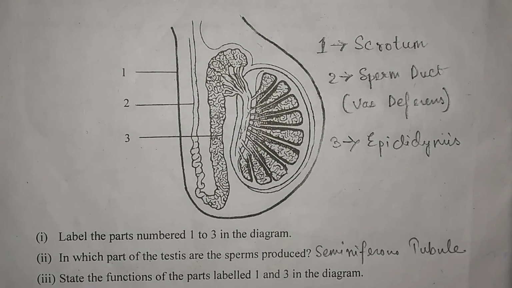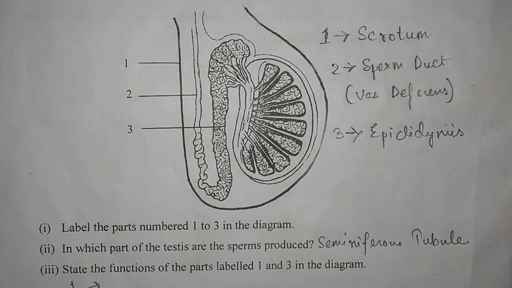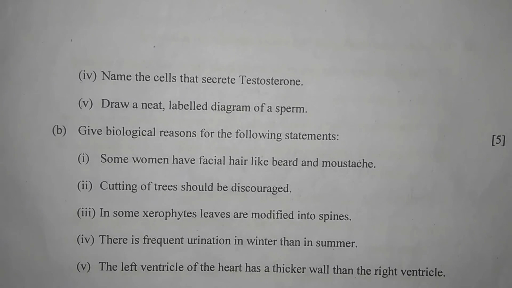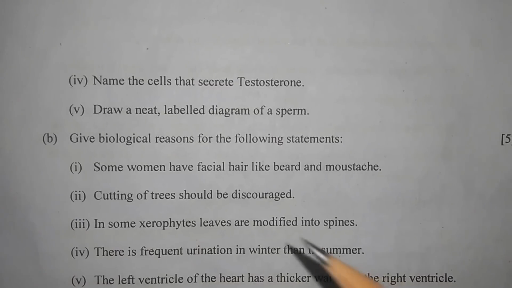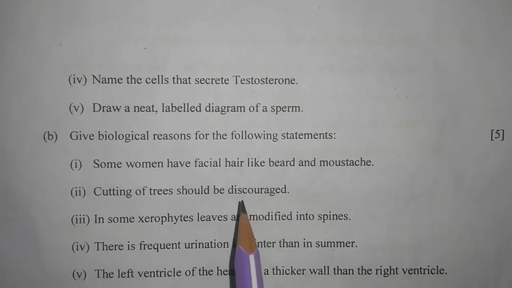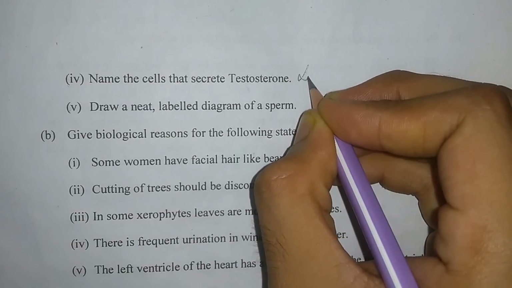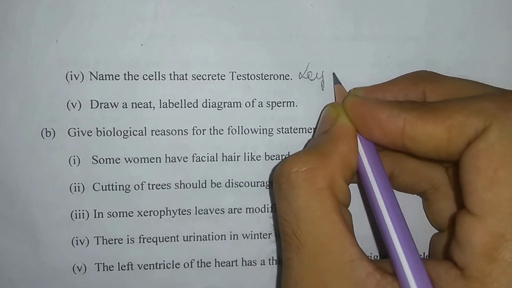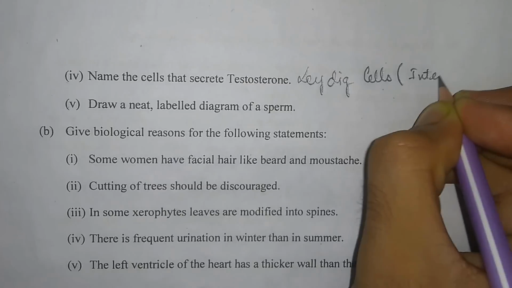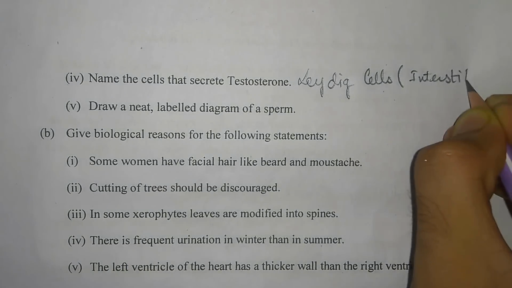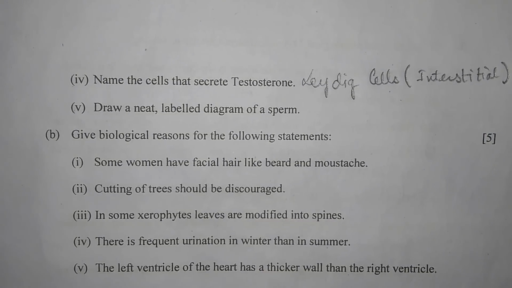So that's the function. The function of number 3, epididymis, is simple. It stores the sperm for a long time and it transports it from the testis. Question number 4. Name the cells that secrete testosterone. What is testosterone? Not the male gamete, the male hormone actually. So they are secreted by Leydig cells, which are also called interstitial cells.